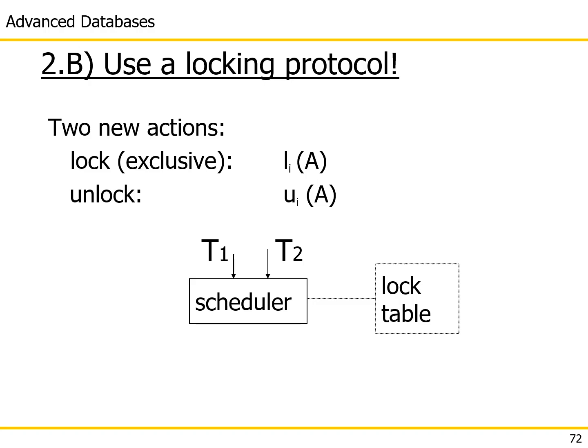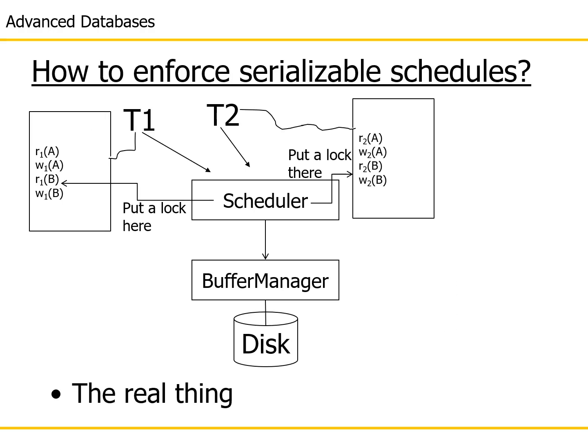This is how the operating system protects your data from corruption. So what actually happens is that the scheduler inserts locks after inspecting the steps in a transaction. It inserts them in certain locations in the sequence of reads and writes inside a transaction. This is actually how it enforces serializability.